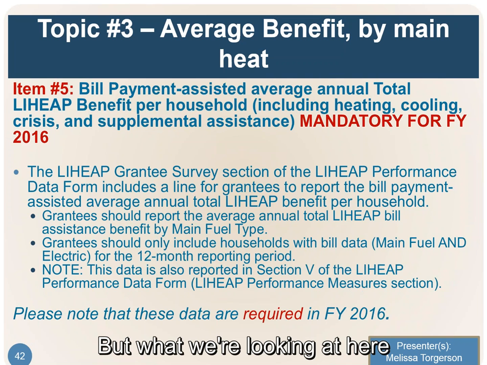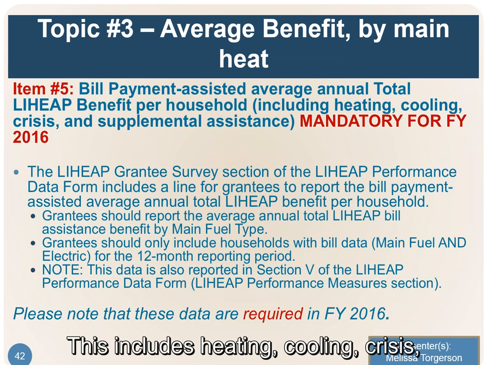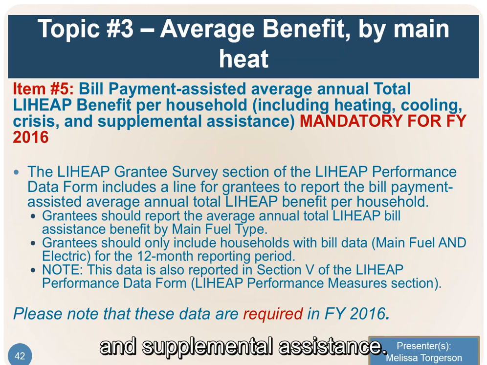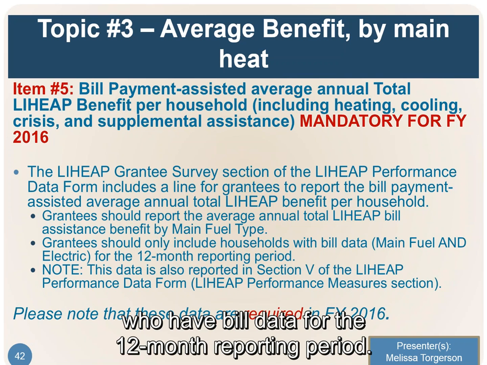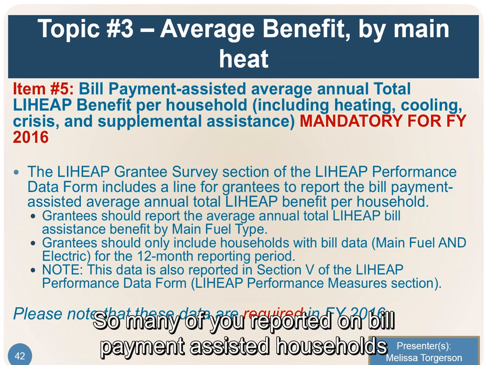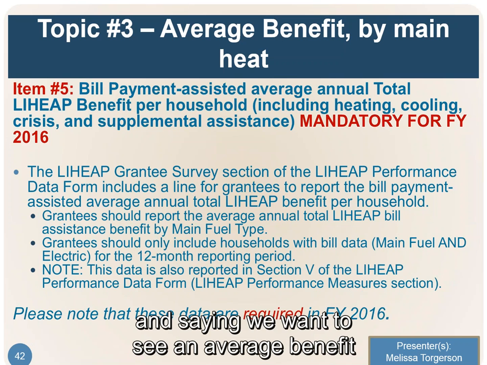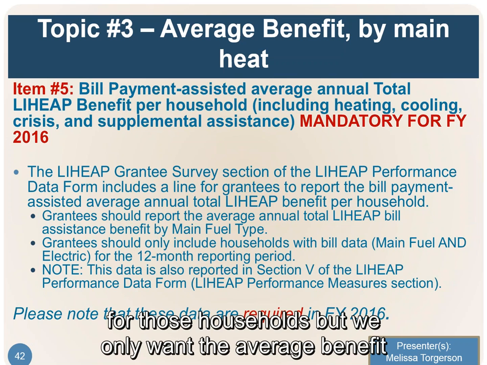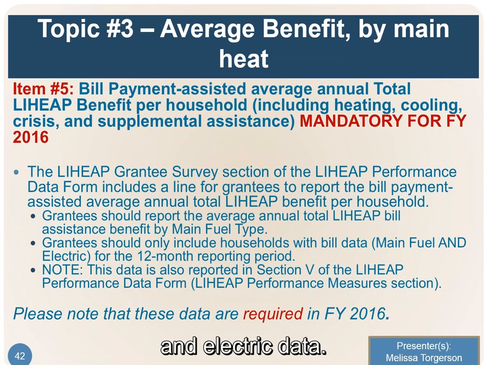But what we're looking at here is the average annual total LIHEAP benefit per household. This includes heating, cooling, crisis, and supplemental assistance. And we're looking for this only for people who have bill data for the 12-month reporting period. So many of you reported on bill payment assisted households in your household report. This is taking it a step further and saying we want to see an average benefit for those households, but we only want the average benefit for people who have that 12 months of main heating fuel and electric data.